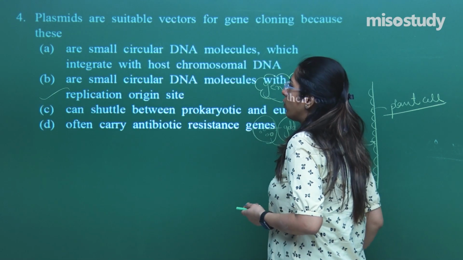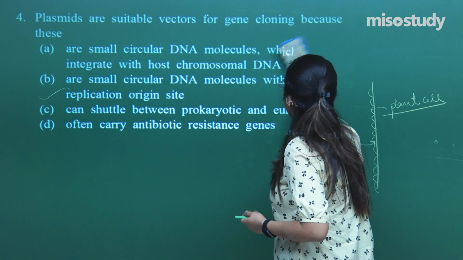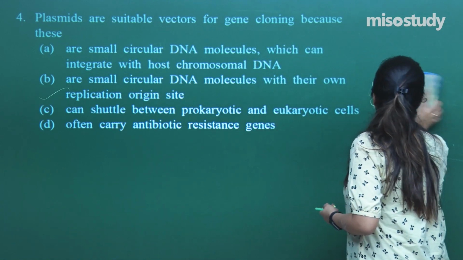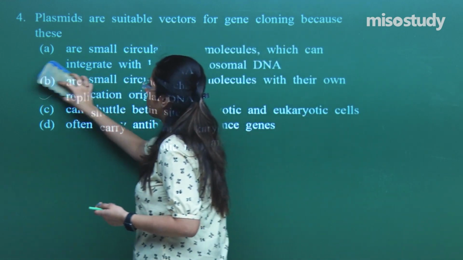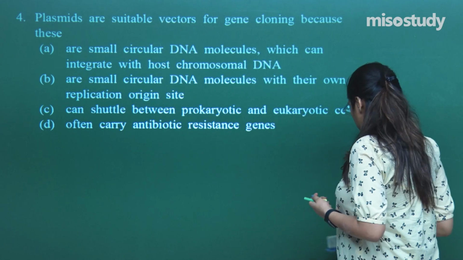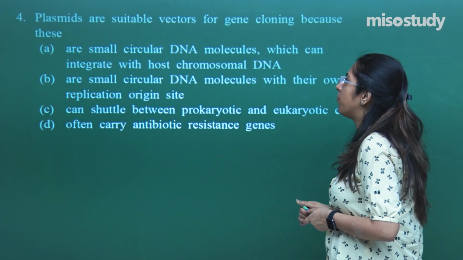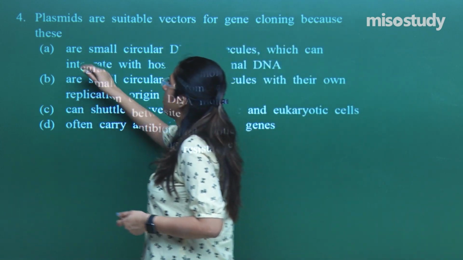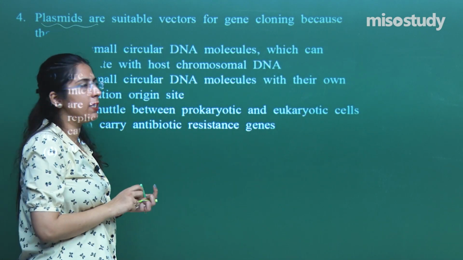Now, let us focus on question number 4. This is also one of the good questions. I do not remember the exact year in which it was asked, but this is quite basic also, but a good question. Plasmids are suitable vectors for gene cloning. Why? Now, what is a plasmid? Plasmid is an extrachromosomal DNA.